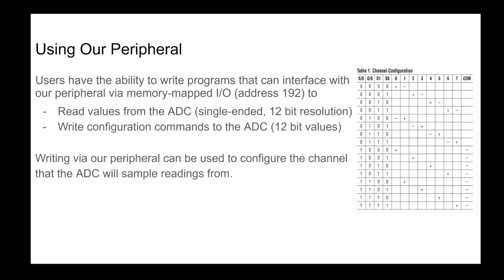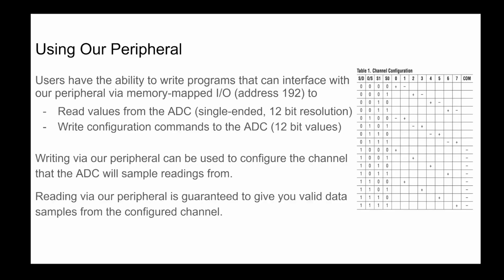Writing via our peripheral can be used to configure the channel that the ADC will sample readings from, and the table on the right shows the channel configurations. And then reading via our peripheral is guaranteed to give you valid data samples from whichever configured channel you selected.